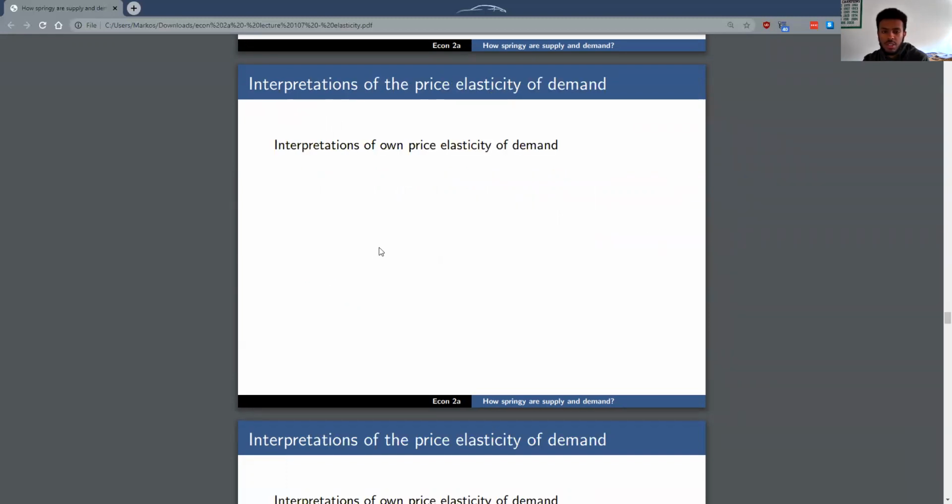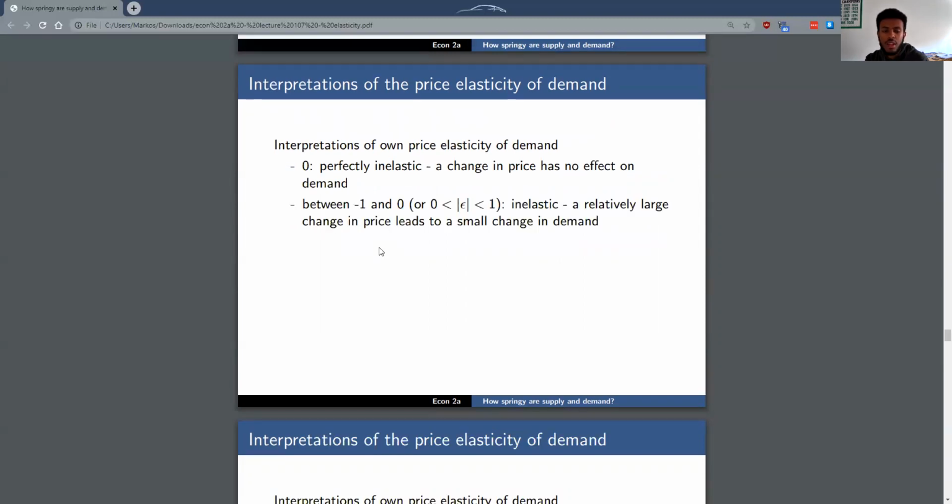And here are some more specific interpretations of price elasticity of demand. We know that if something has an elasticity of 0, that means that it's perfectly inelastic. A change in price has no effect on demand. If it has an elasticity between -1 and 0 or between 0 and 1, that means that it's inelastic. A relatively large change in price leads to a small change in demand. And if it has an elasticity of exactly -1 or 1, that means that it's unit elastic.